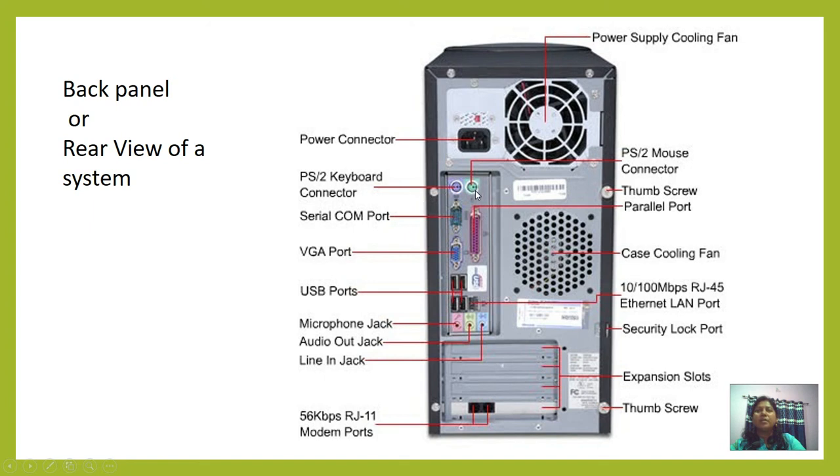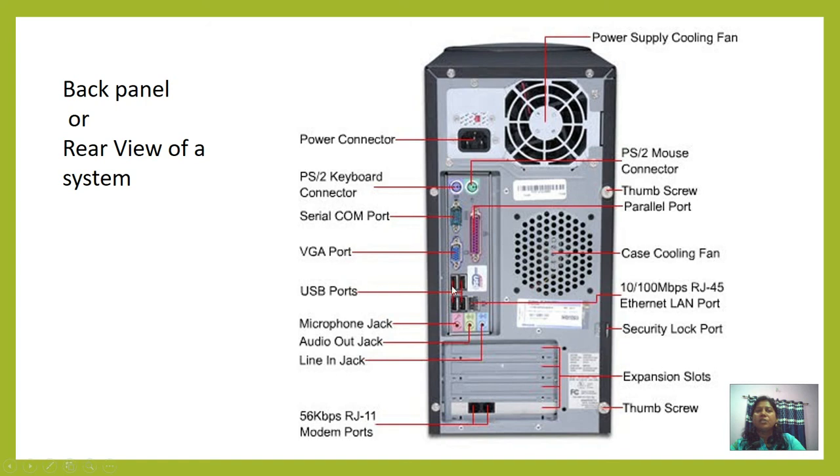Next is your serial port. This serial port is also used for connecting a mouse. Next, this one is your parallel port. This is for your printer connection, and next, this blue one is called the VGA port. So your monitor is attached here.